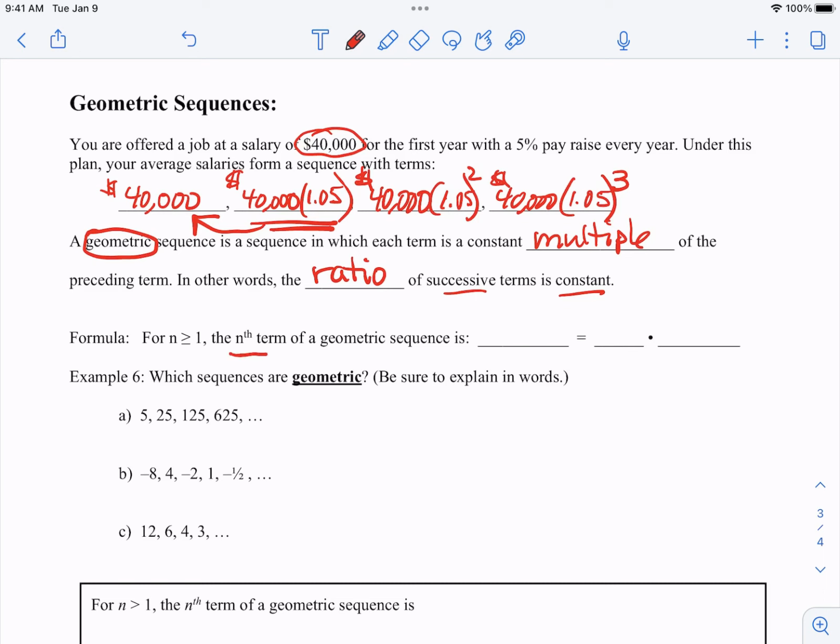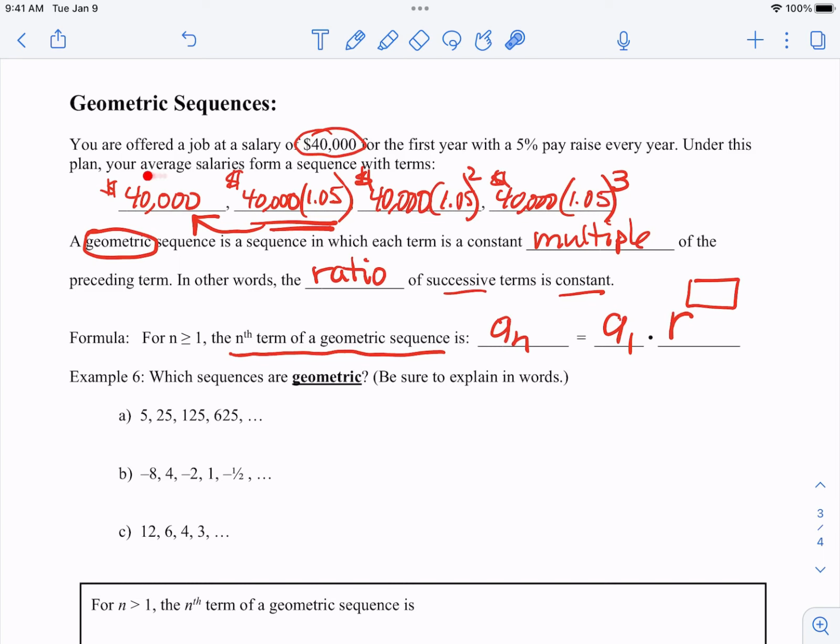So when we're finding the nth term of a geometric sequence, you may notice the pattern. With the salaries here, you still have that first term, $40,000. That was the initial salary, and that's in every single term. So we still have the first term, but then we have the common ratio, which is 1.05, raised to some power. So once again, we have to see what the power is.